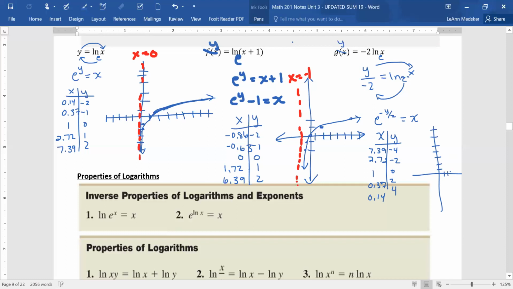So we start at 7 point something, which is way out here. I'm not going to plot that guy. 2.72 is at -2. 1 is at 0. 0.37 is at 2. 0.14 is at 4. So notice my graph is upside down. And this time it still has that original vertical asymptote of x equals 0 because we didn't shift horizontally. We just flipped upside down and stretched. Okay, so that is the graphing portion.